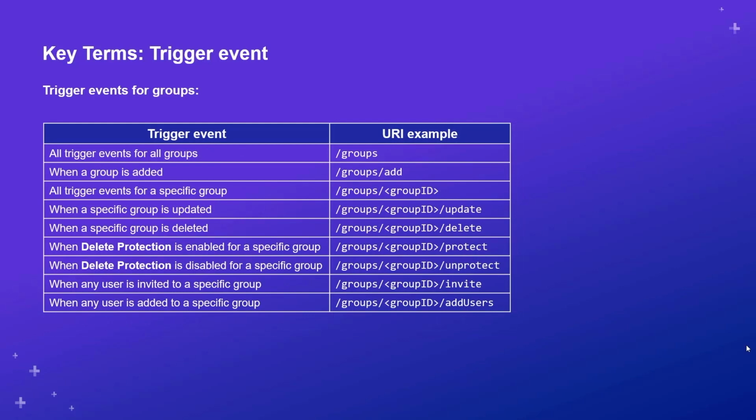And we also have events related to the groups. So you might be interested to know when a user is added to a specific group. Maybe it's a group linked to your distributed collaboration, and only certain members of your organization should have access to that. So if we look at the bottom row, we have /groups/group ID add users. So that event is triggered when a new user is added to that specific group.